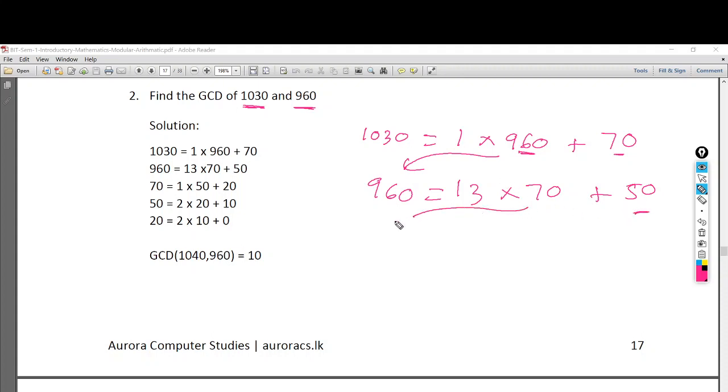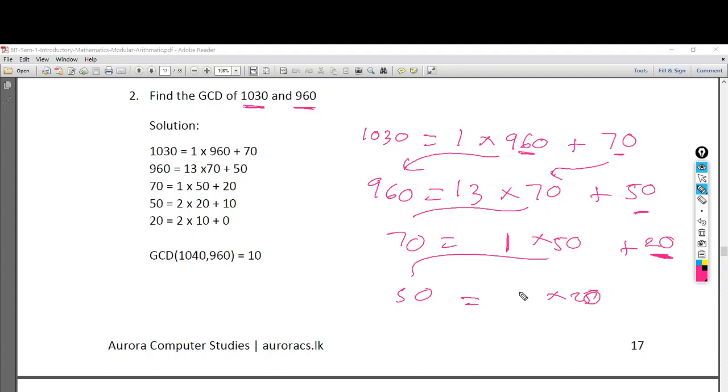Now take 70 here. Now you have to write it as a multiple of 50, right? That is now easy. It is obviously going to be 1 plus 20. Now still you can't stop, because until you get 0 here you can't stop. Again now take 50 here, and now you have to take it as a multiple of 20. Now it is easy. Obviously it is a multiple of 2, because 20 into 2 is 40. Just you have to add 10 more, right?